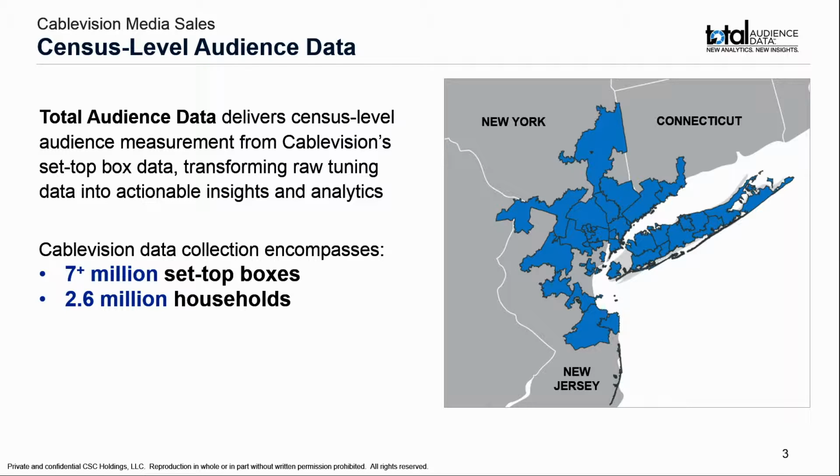But just by way of background, we've been collecting census-level audience data for a little over 3 years. In our subscriber footprint, that translates to about 7 million set-top boxes, a little north of that, and 2.6 million households. This is second-by-second data that's captured in real time and then pulled back into our data warehouse. But it's really just a portion of the total data that we have available, since we do a lot of work appending the data.